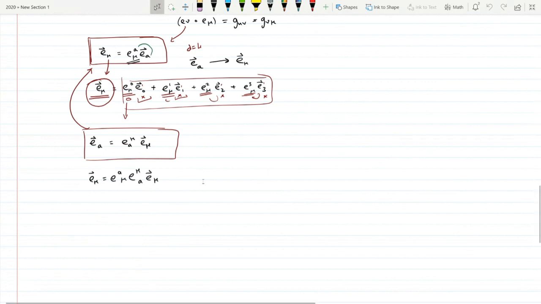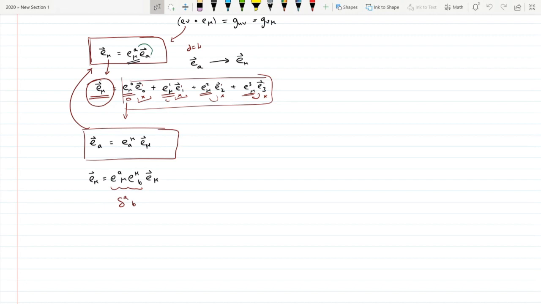Does everyone see this? Oh, I made a mistake. I should have made this B. So if I substitute one into the other, this thing here is now just a delta function. And I can write the other relation.